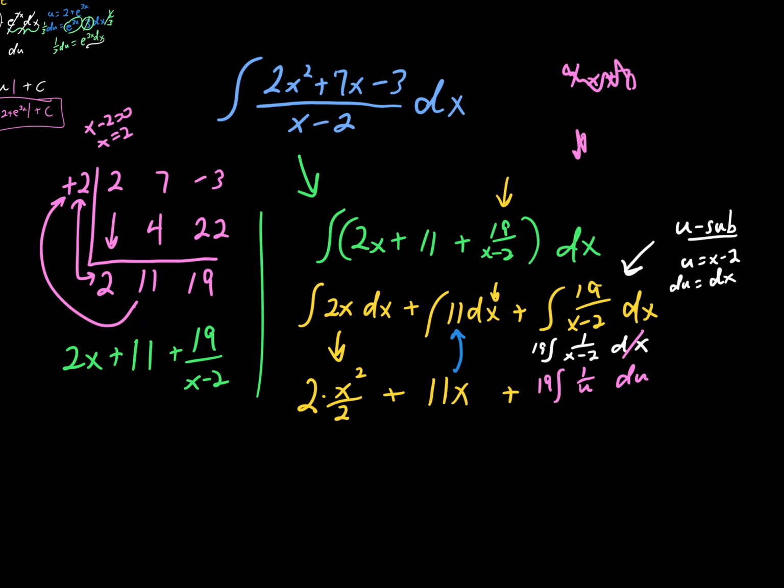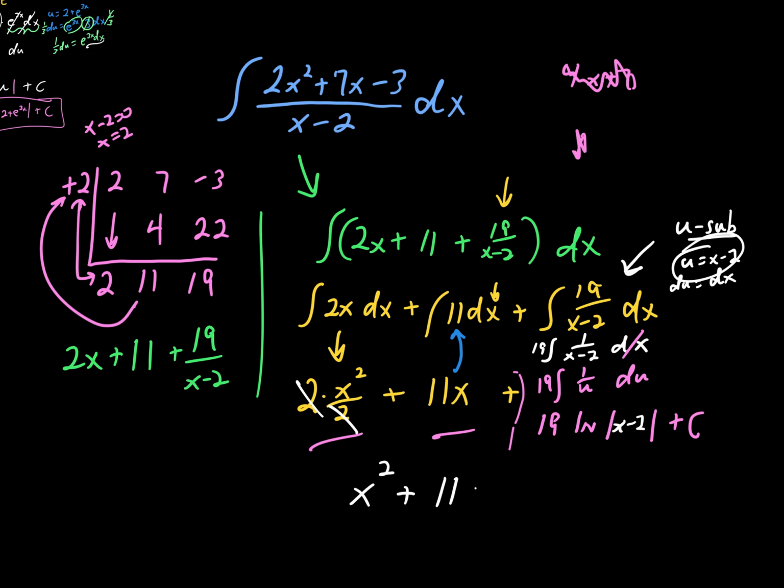Okay. I'm still finishing the integral here before we add up these terms. So now here I have a 19 on the outside. This becomes the ln of u with the absolute value signs. We talked about that. Plus c. And our u was up here. It was x minus 2. So the final answer here in white, these cancel. I have an x squared from that first one. I have an 11x from the second one. And the third term is this. Plus c.